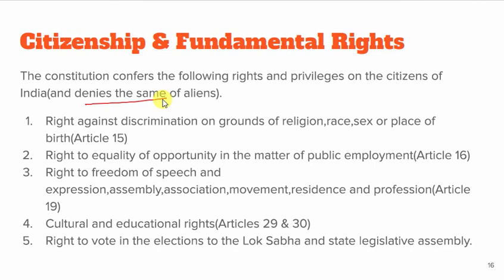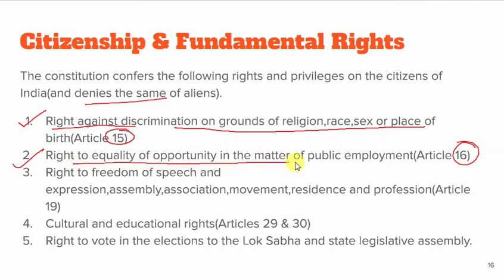These are the rights that we enjoy. The very first one is the right against discrimination on grounds of religion, race, sex, place of birth, which comes under Article 15. The second one comes under Article 16: the right to equality of opportunity in matters of public employment. And the right to freedom of speech, expression, assembly, association, movement, residence, and profession comes under Article 19.